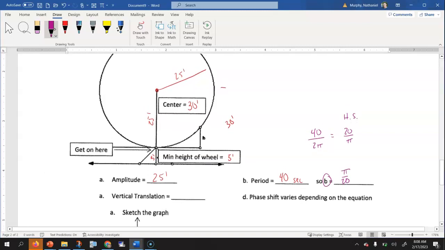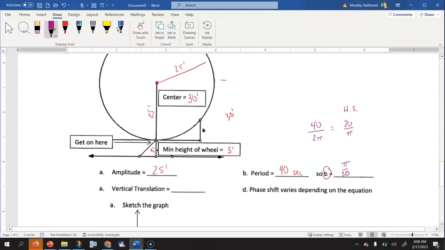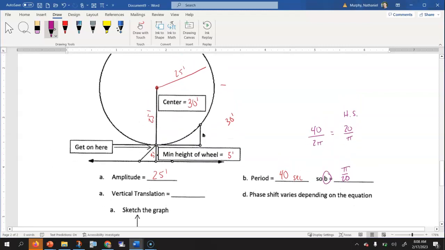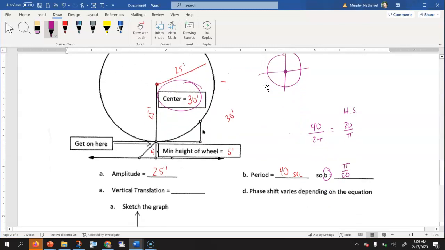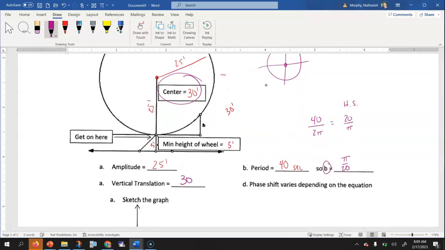All right, so let's look at what the vertical translation would be. Remember, again, our center would typically be, if we think about the unit circle, here at (0, 0). Well, now that center has been moved up 30 feet. So the center is now 30 feet above the ground, and that represents a vertical translation of 30 feet.